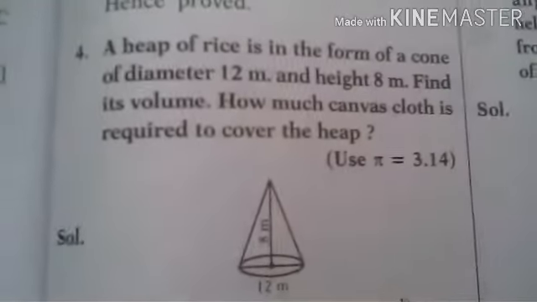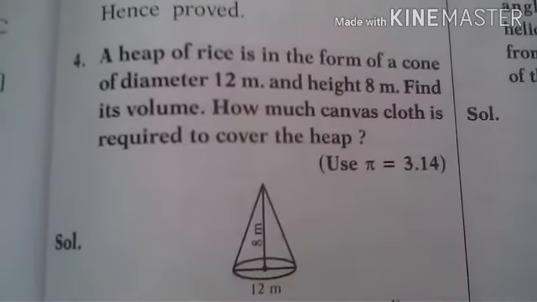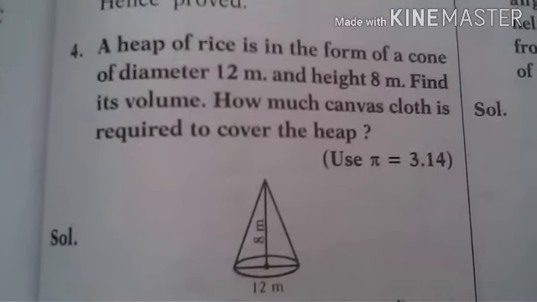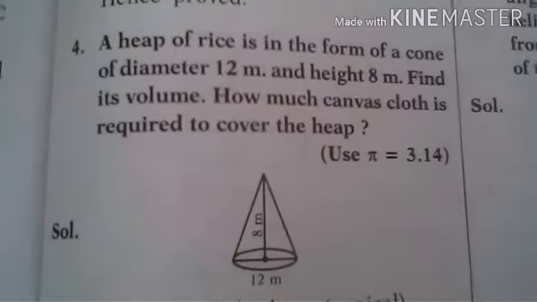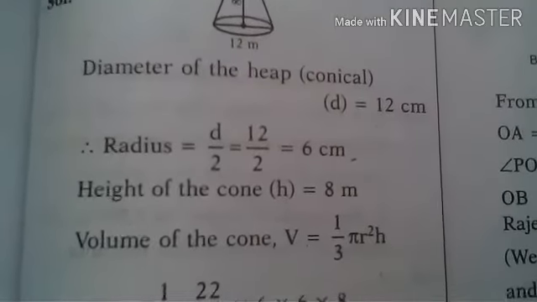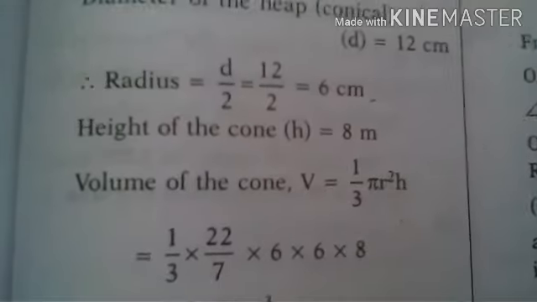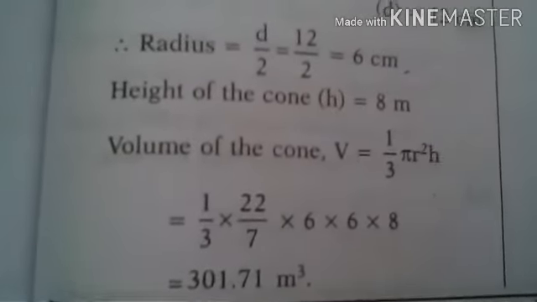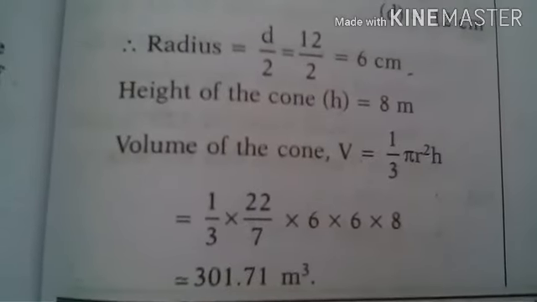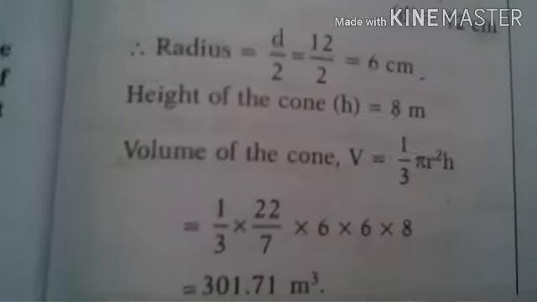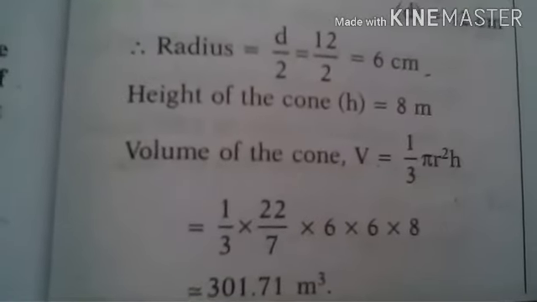The next one. A heap of rice is in the form of a cone. Diameter 12 meters, height 8 meters. Find its volume. How much canvas cloth is required to cover the heap? Diameter is equal to 12, radius is equal to 6. Height is equal to 8 meters. So volume of cone is equal to 1 by 3 pi r square h. Now substituting the values, we will get 301.71 meter cube.